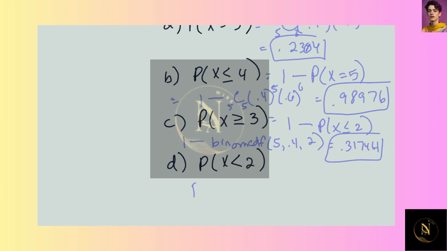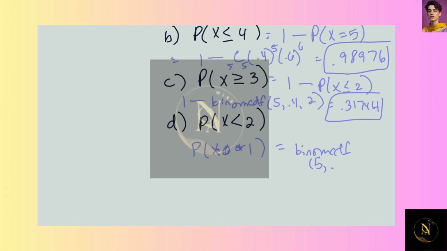And then our last problem is less than 2. Less than 2 is finding the probability of 0 or 1. And so let's use our binomial CDF for that as well, and put in the 5 trials and the 0.4 and the 1. Or you can just find the probability of 0 and 1 and add them together. And so let me quickly get that for you. And that comes out to be 0.33696.